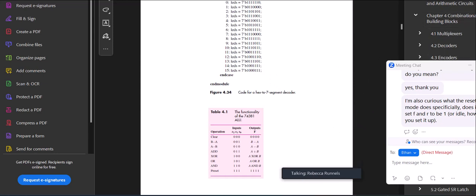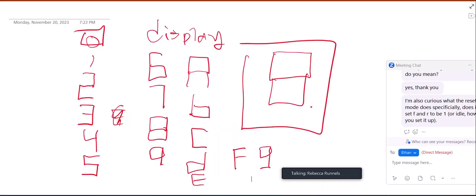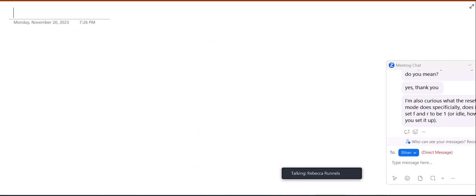So, okay, reset mode. If I understand correctly about the reset mode, all he said the reset mode is supposed to do, let me pull up the project.